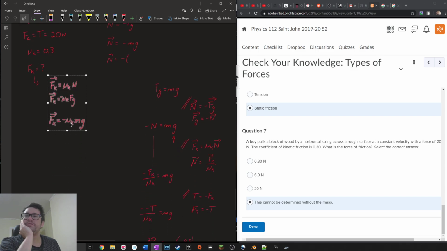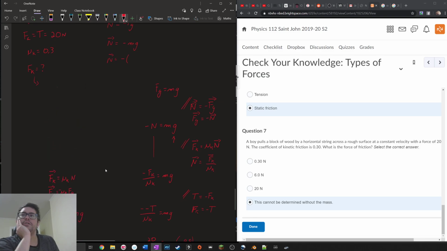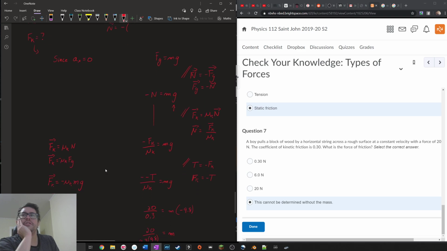So the right way to start this would have been to say that since ax is equal to 0, or there is no acceleration as there is tension with this diagram, then the tension and the kinetic friction are equal. Wow, so eloquent.